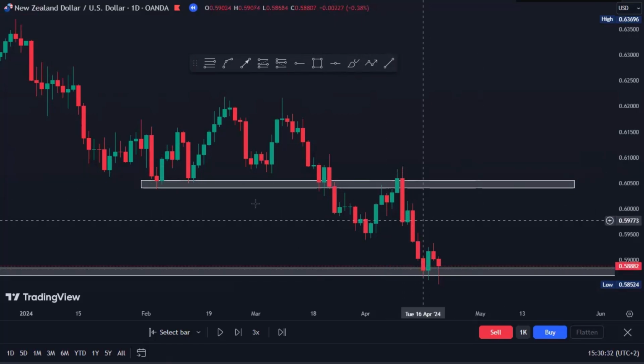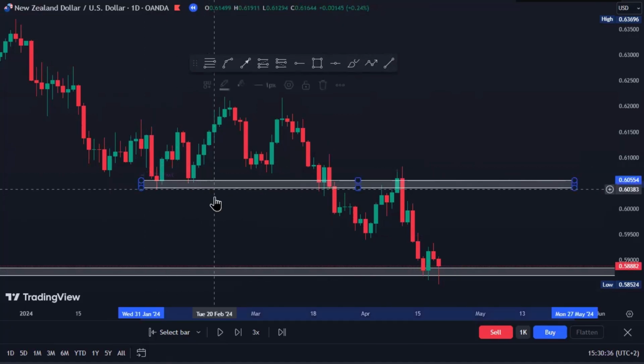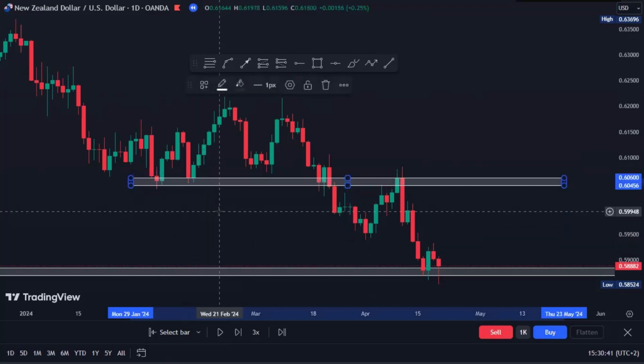The moment you identify such a zone and the market breaks it, you don't take it out and say, no, it's no longer working. No, no. It's still a strong zone. It's still a strong zone.